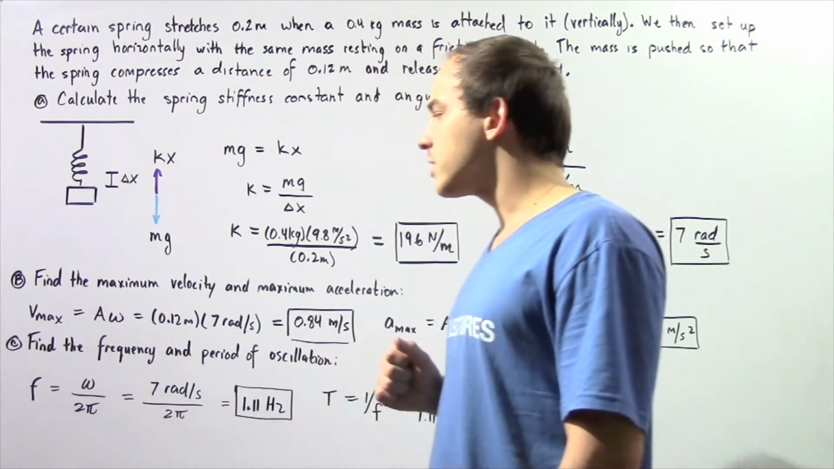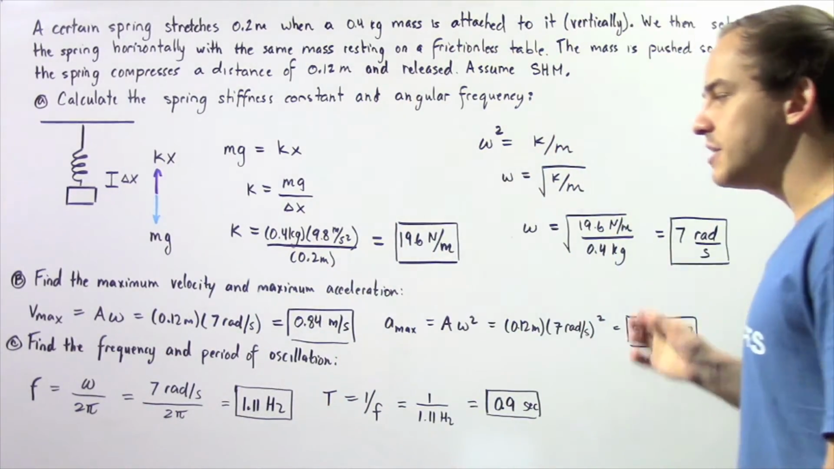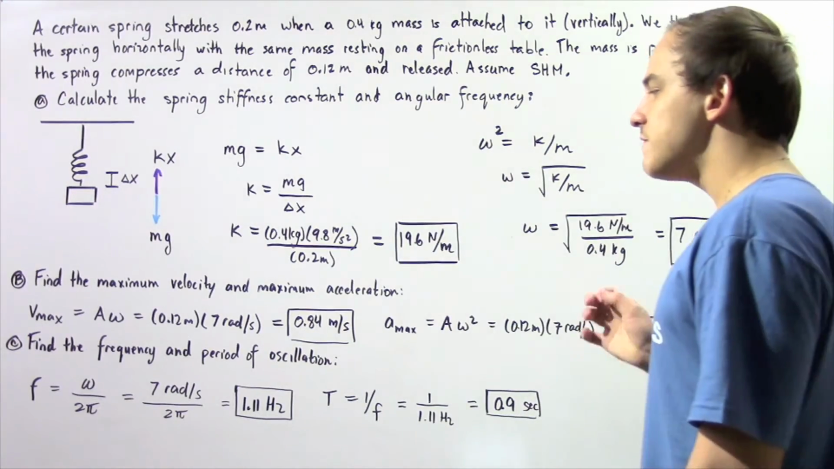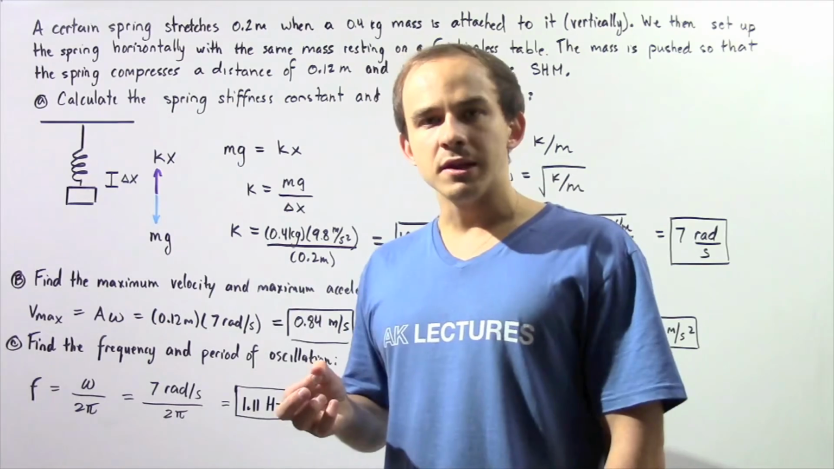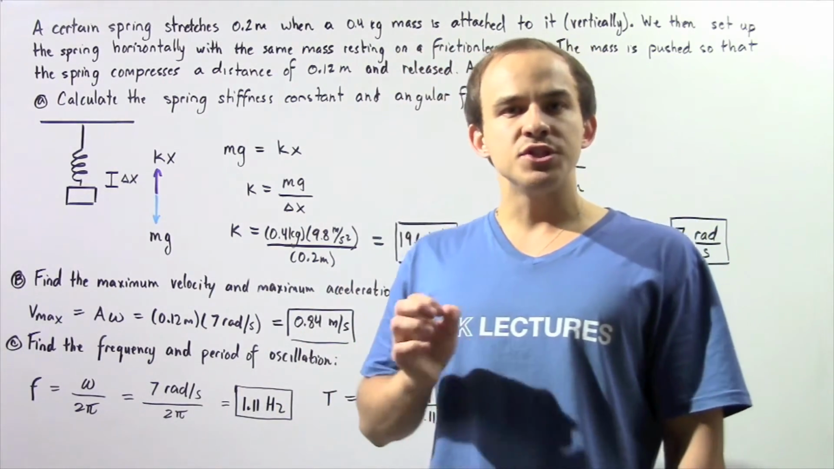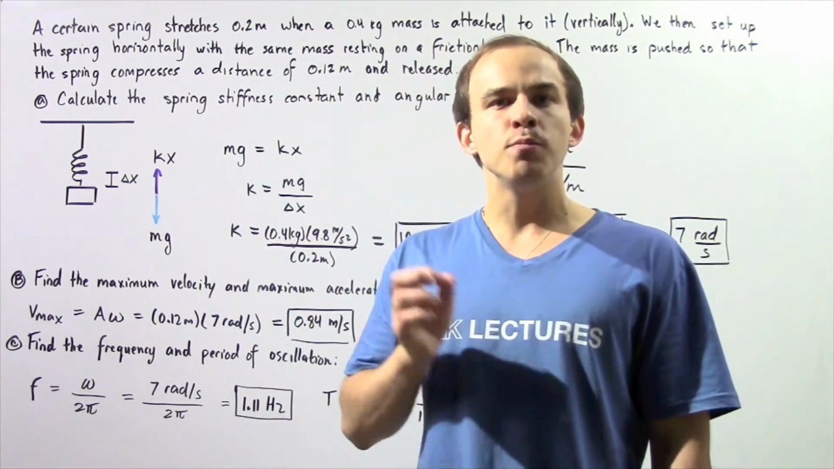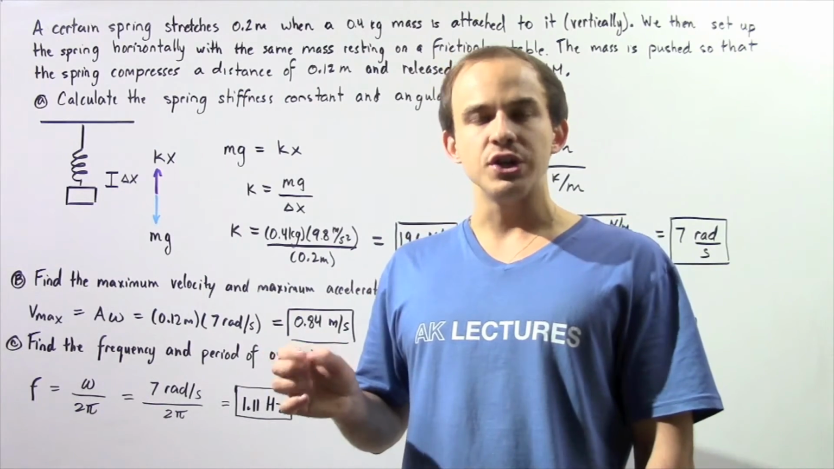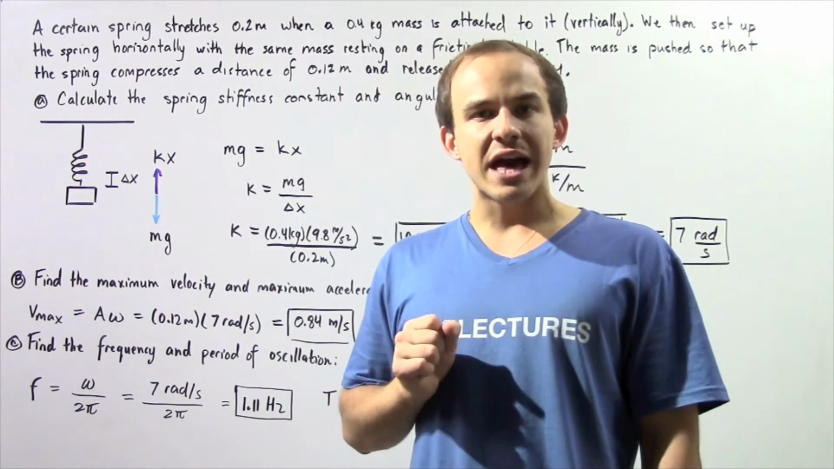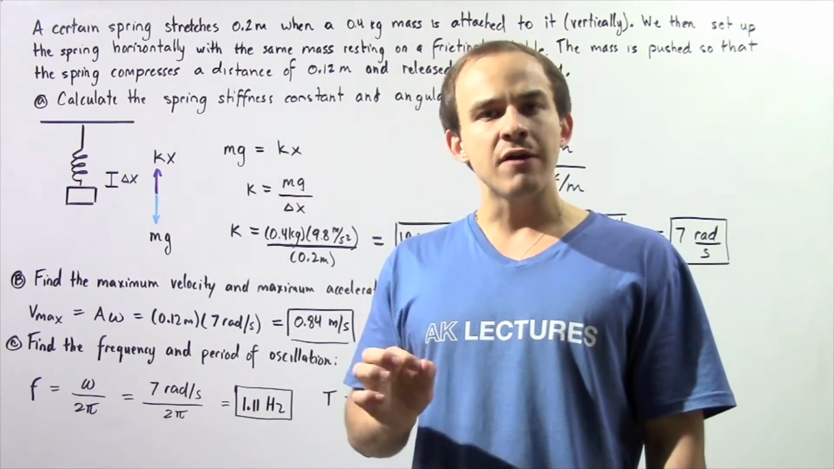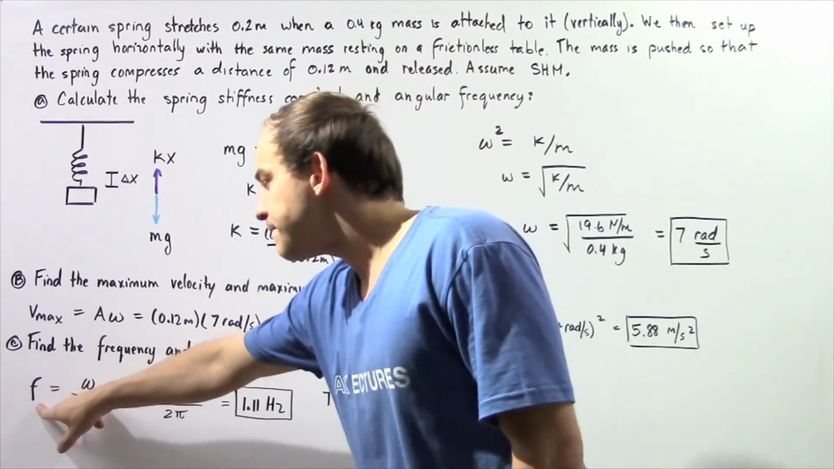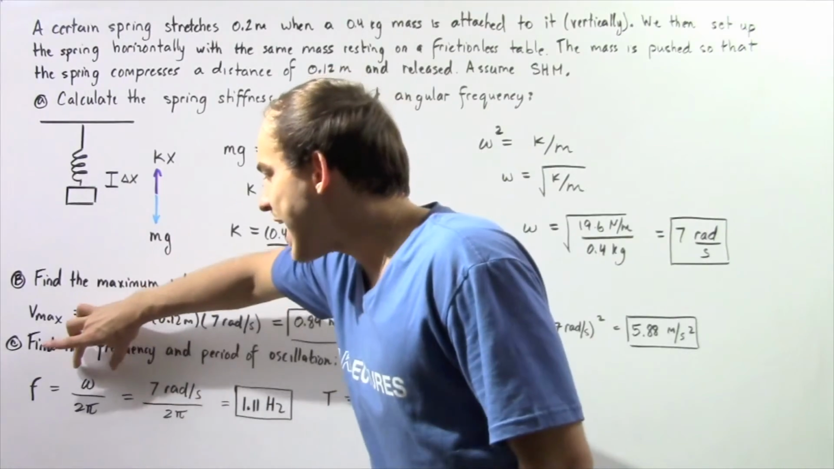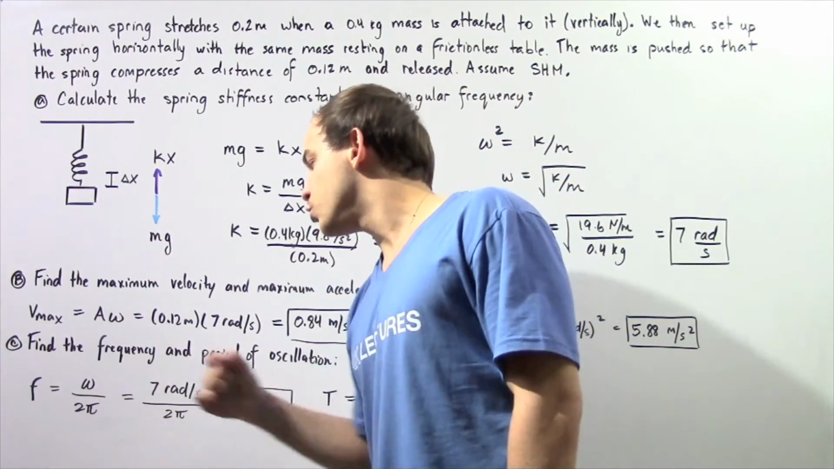And finally, in part C, we want to calculate the frequency and the period of our oscillation. Now recall the following formula. Our angular frequency of the object is equal to 2 pi times the actual frequency. So that means if we take that equation and rearrange and solve for the frequency f, we get the following result. F, our frequency, is equal to the angular frequency divided by 2 pi.